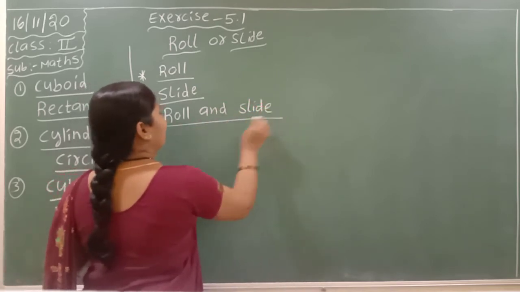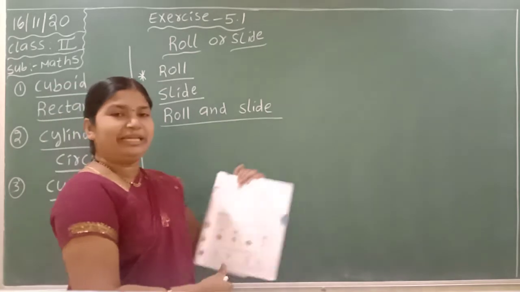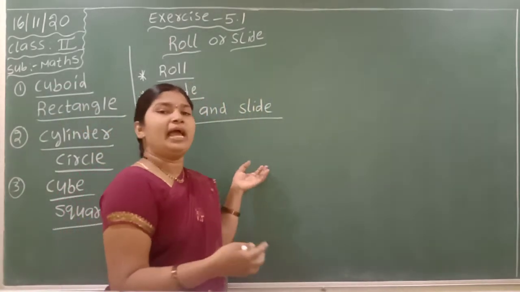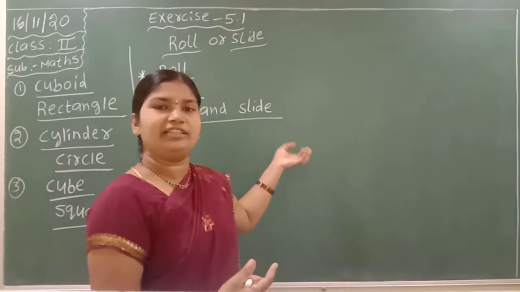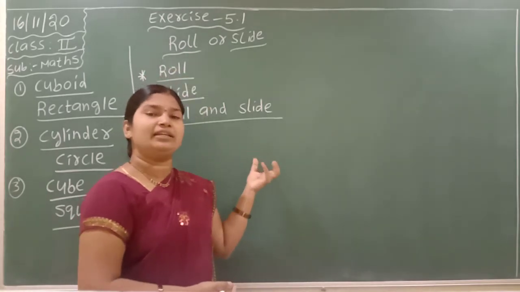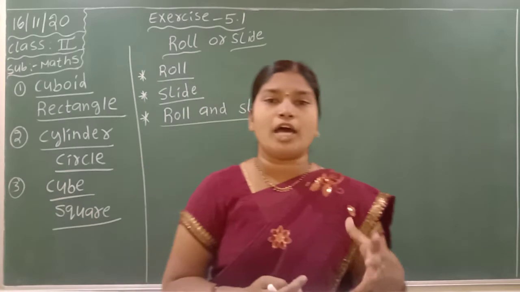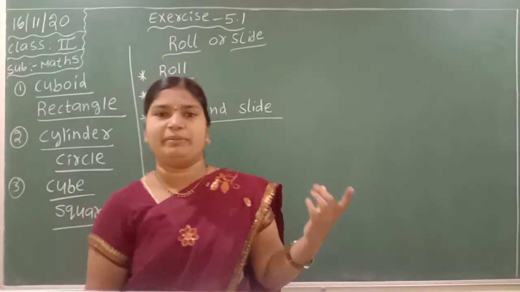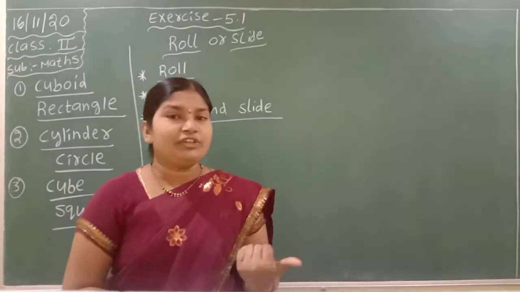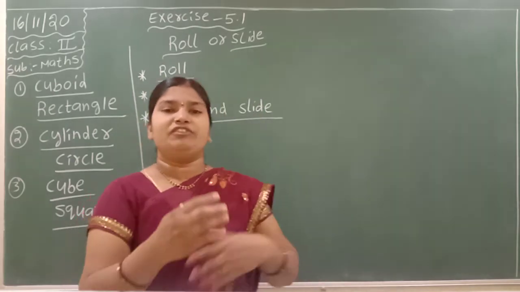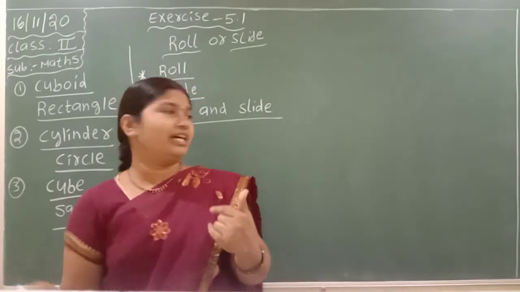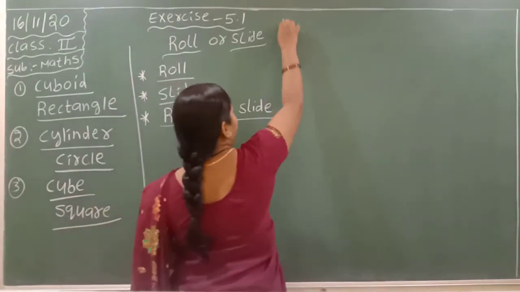Both. Why are we using 'and'? When you use 'and', it will roll and compulsorily it will slide. Then only you can use 'and'. If you are using 'or', it will be roll or slide. It will do any one thing. When we use 'and', it will do two actions, that is one roll and one slide.